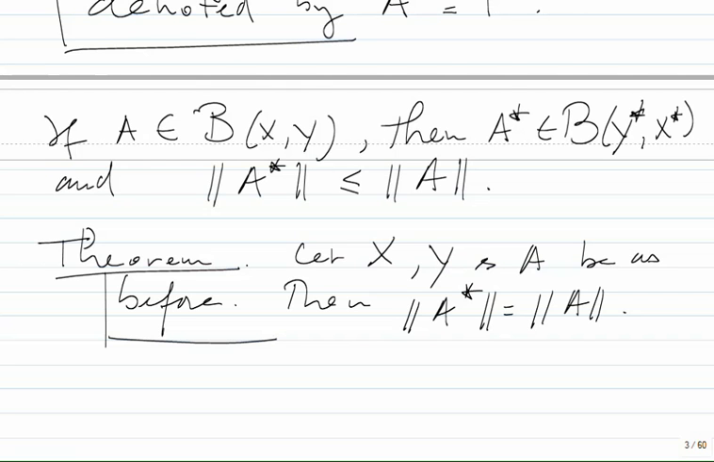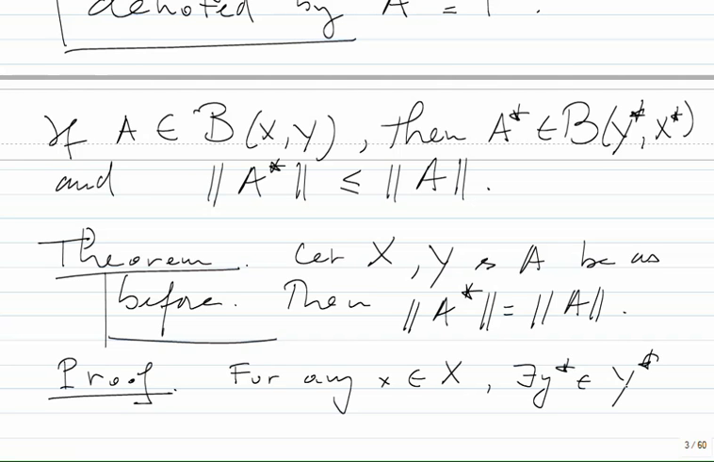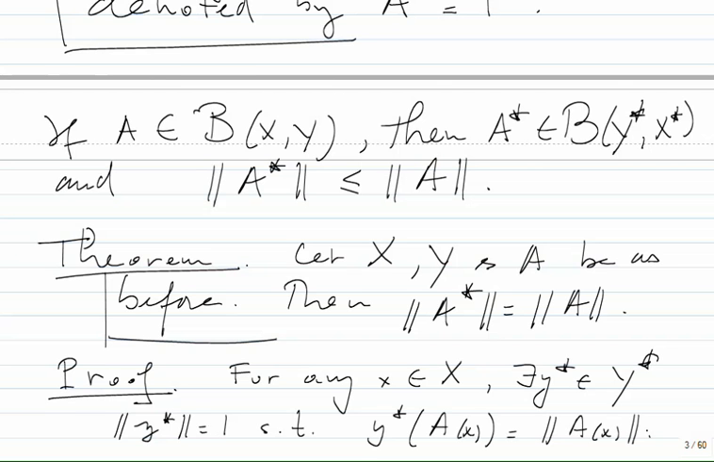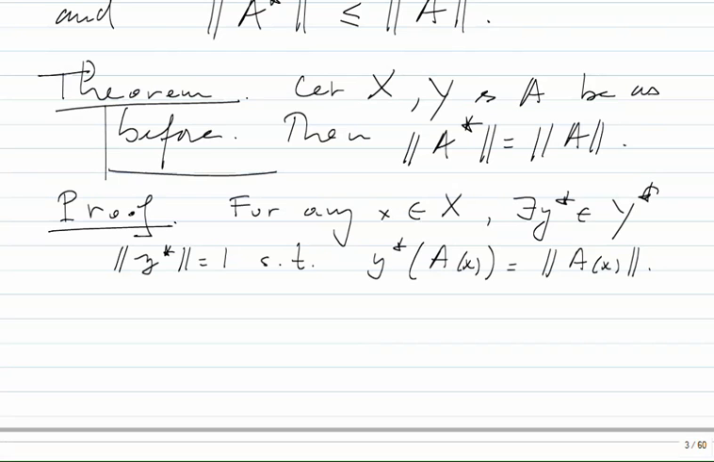Proof. We know that the norm of A star is less than or equal to the norm of A. So for any x in X, there exists a y star in Y star, with norm of y star equal to 1, such that y star of A of x gives me the norm of A of x. Because A of x is a vector in Y, that's why we can always achieve that. It's the Hahn-Banach theorem.